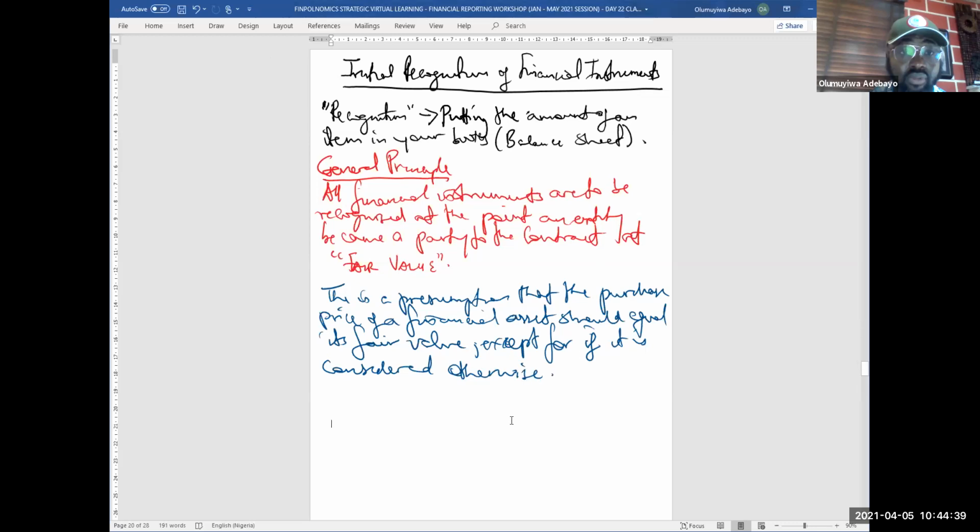Now, I'll put it to you. If the general notion is that the amount you purchase a financial asset is your fair value as at the time you purchase it, what then can make an exception to the case where it will not be considered a fair value? What exception can exist in such a situation? Who can answer that question? Think it through.